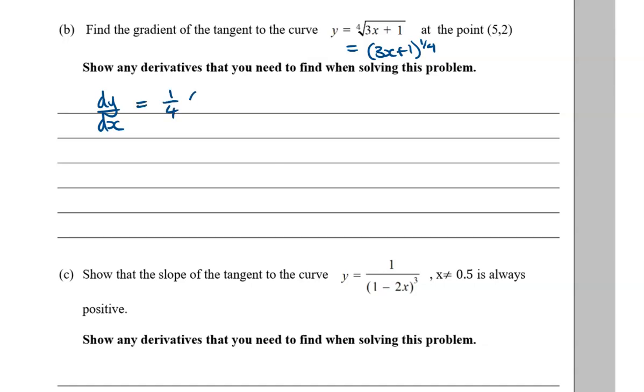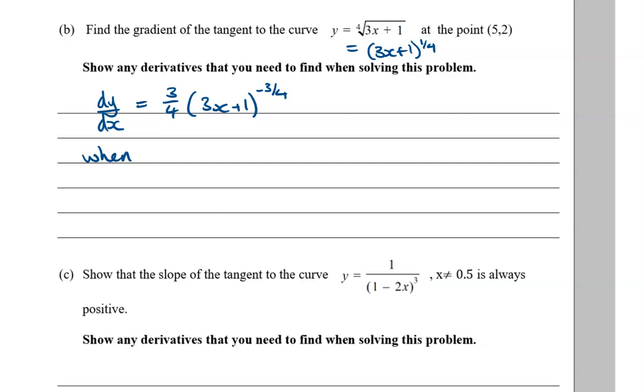We've got a quarter, 3x plus 1, reduce the quarter by 1. Now be careful here. Taking 1 off a quarter makes it minus 3/4. And then you times it by the derivative of the inside, which is 3. So we end up with it being 3/4 at the front there. Okay, and we want to find that derivative at the point 5, 2.